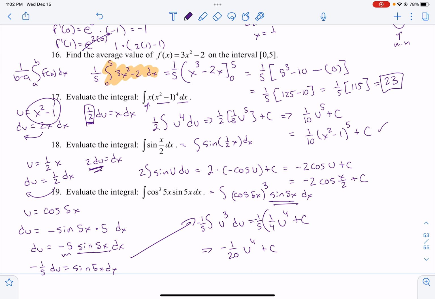And I can't stop there. I didn't change my limits because I don't have any limits. So I need to plug u back in. So negative 1/20, and u was the cosine of 5x. But that's going to be raised to the 4th plus c.